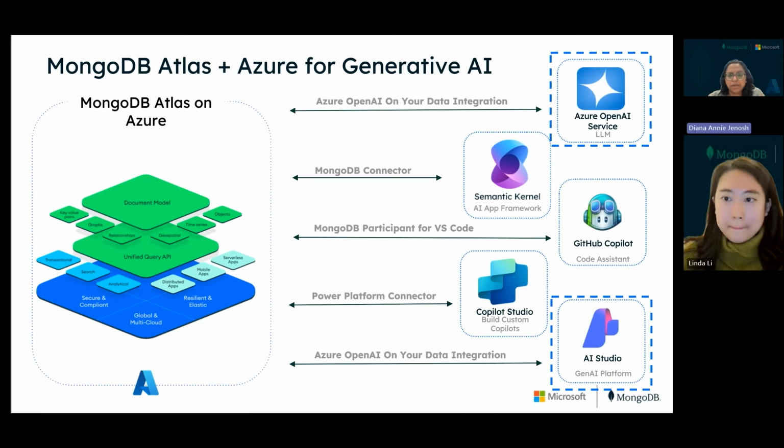applications using semantic kernel. MongoDB Participant for VS Code for GitHub Copilot allows doing more with GitHub Copilot, as it allows you creating MongoDB query language queries from natural language or even getting answers from MongoDB docs directly. MongoDB's Power Platform connector is available in Copilot Studio and can be leveraged to build custom copilots that interact with MongoDB data.